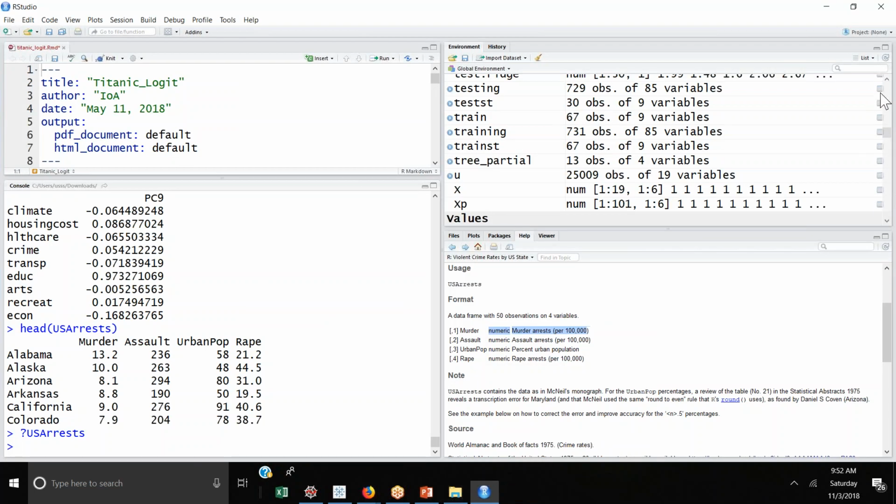Is everybody listening to me? At this one. There are different crimes by state. Okay, USArrests is available in our studio. Automatically it will come.